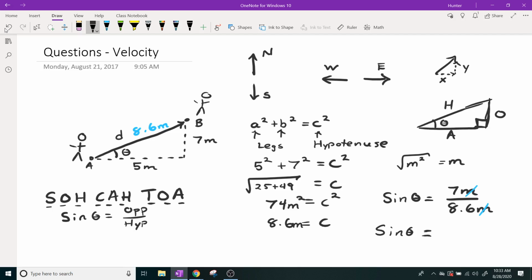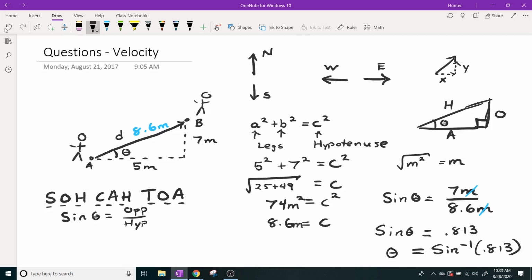Okay? So first of all, what's 7 divided by 8.6? Y'all got the calculators? Point 813. Yeah, and you can literally just throw this all in the calculator at the same time, and that's fine too. In the calculator, you're looking for the button that says sine to the negative 1 of 0.813. And you have to make sure that your calculator is in degree mode.